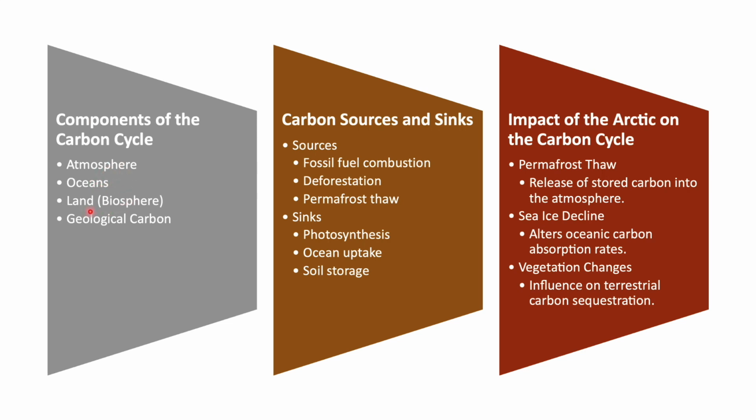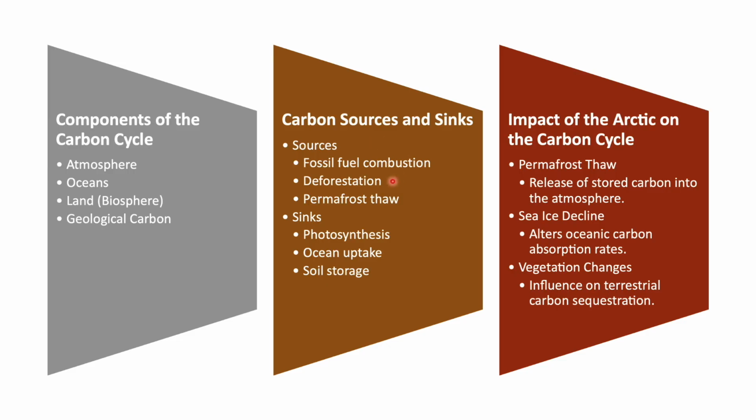So what are the components of the carbon cycle? Basically, we have atmosphere, ocean, land and geological carbon. These are all the four major components of the carbon cycle. And we have already seen the sources and the sinks, and how it impacts. We have seen this for the globe, but when we look specifically at the Arctic, the permafrost thaw is important because this affects the carbon cycle. Of course, this is interrelated with climate change also. If you just look at the permafrost thaw alone, it releases lots of carbon to the atmosphere. So that is what we can understand.